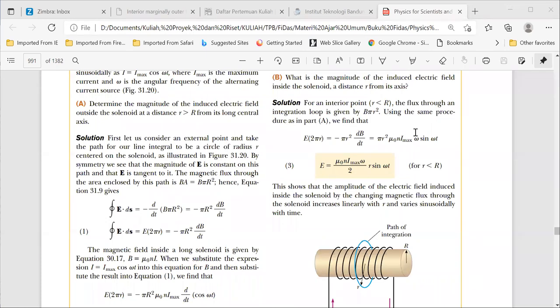Is there any question in this case? Any question? Okay, any question?